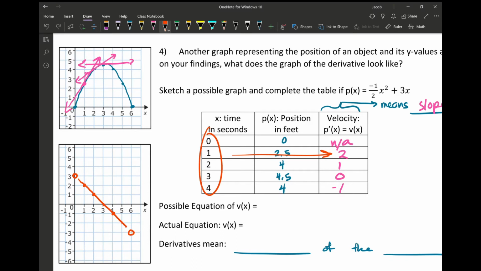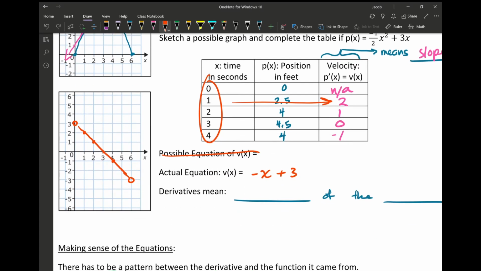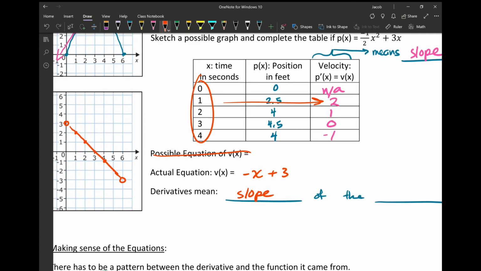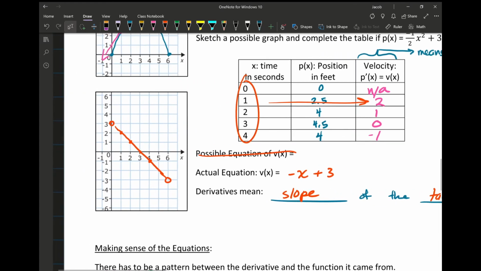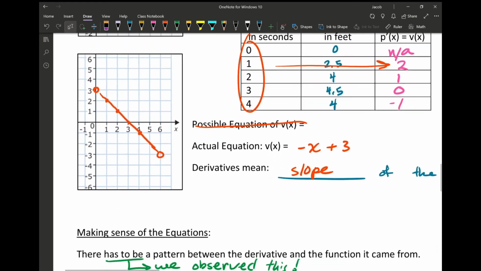This is the slope equation. So the possible equation for v of x, I think we really don't need this, we can kind of tell what it is because it's a pretty clear representation. It's going to be negative x plus 3, y-intercept at 3, and then a negative 1 slope. So this is our slope equation, and remember, derivatives mean the slope of the tangent line. So we have found the velocity equation. We could tell whatever velocity we want from this graph.